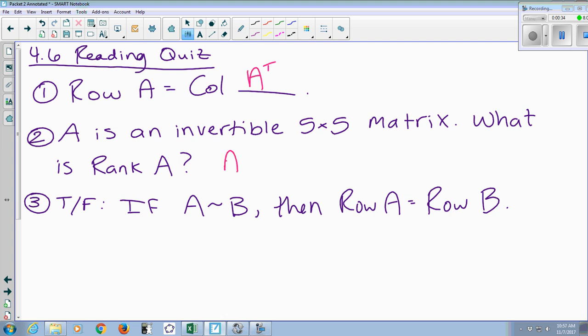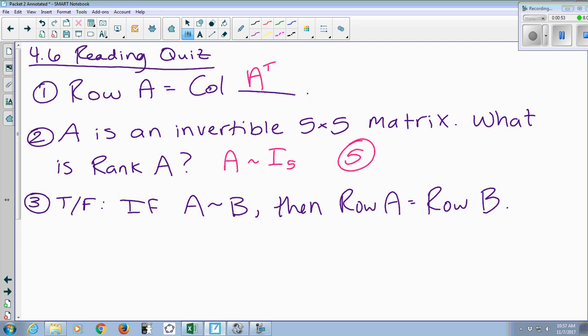So we said because A is invertible, that means it's row equivalent to the identity. Remember that theorem from the invertible matrix theorem, which means it has 5 pivot columns, which means the dimension of the column space is 5, which means that the rank of the matrix is 5.